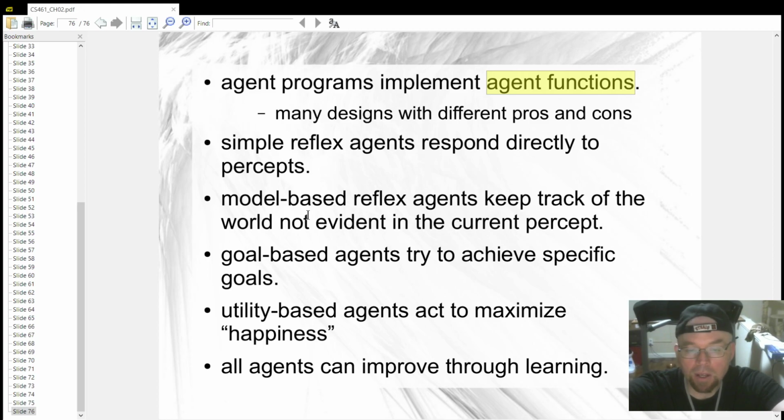Okay, and all agents can improve through learning. So we talked about agents that have this ability to learn. We talked about the four different components, right? The critic, the problem generator, the learning component, etc.